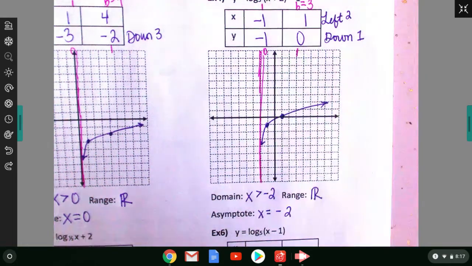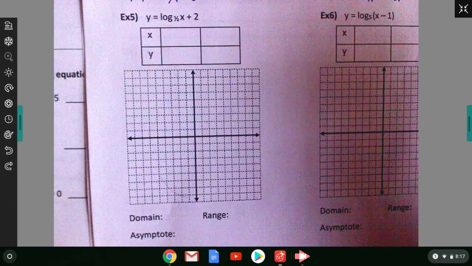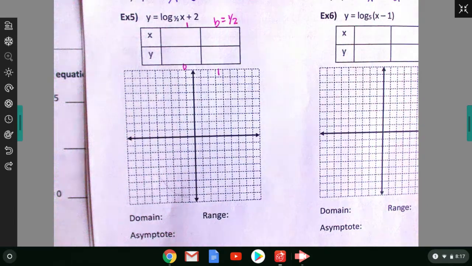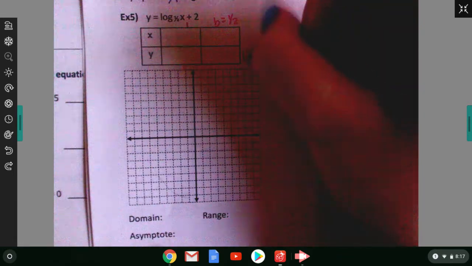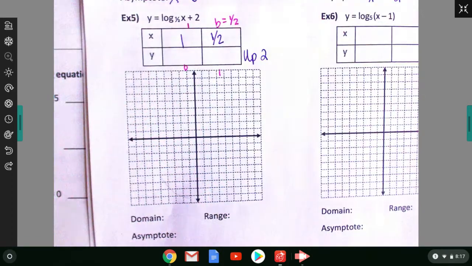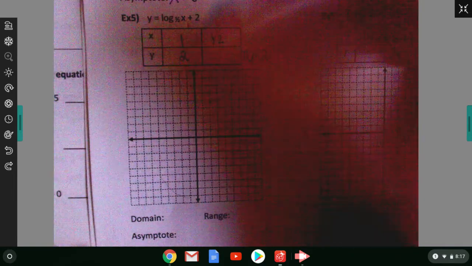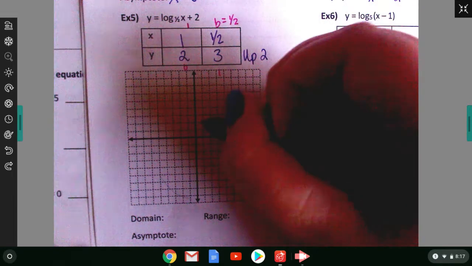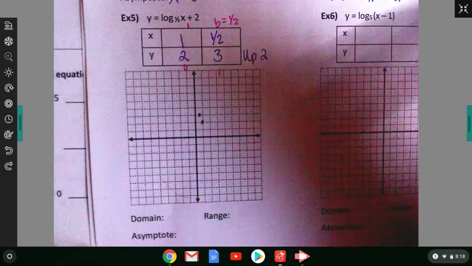We'll do two more. The next one has a fraction. So same thing, even though it's a fraction. 1, 0, and b, 1. In this case, b is 1/2. We have a k value of 2. That's going to move us up 2. And our x's are not affected, so we'll leave it as 1 and 1/2. Our y's will go up 2, so from 0 up 2 to 2, from 1 up 2 to 3. We've got our points, 1, 2, 1/2, 3.